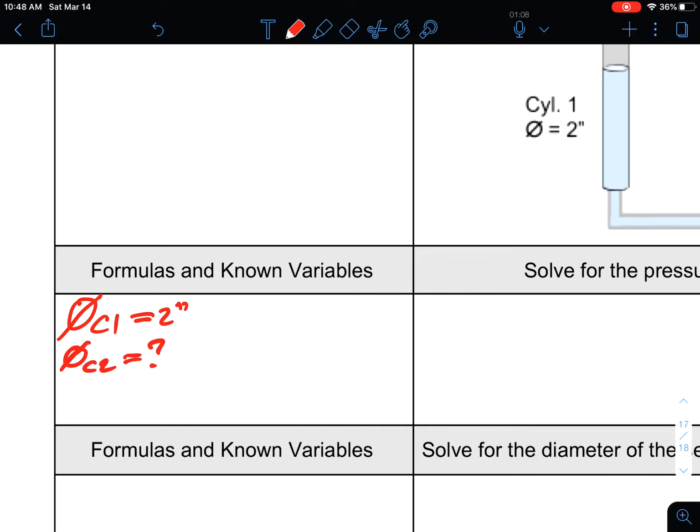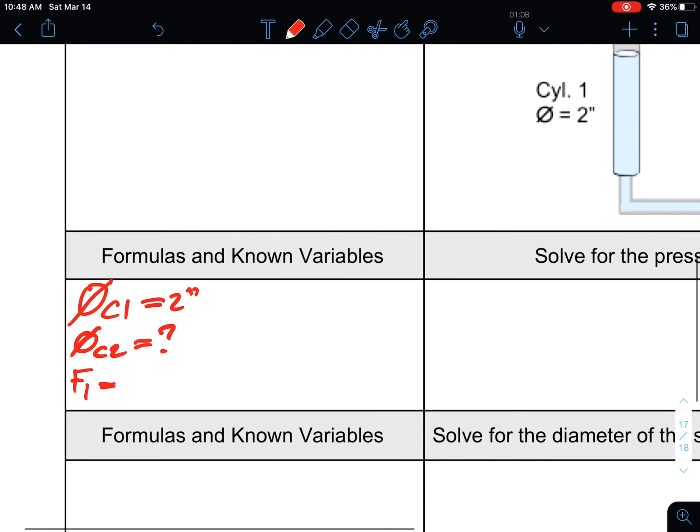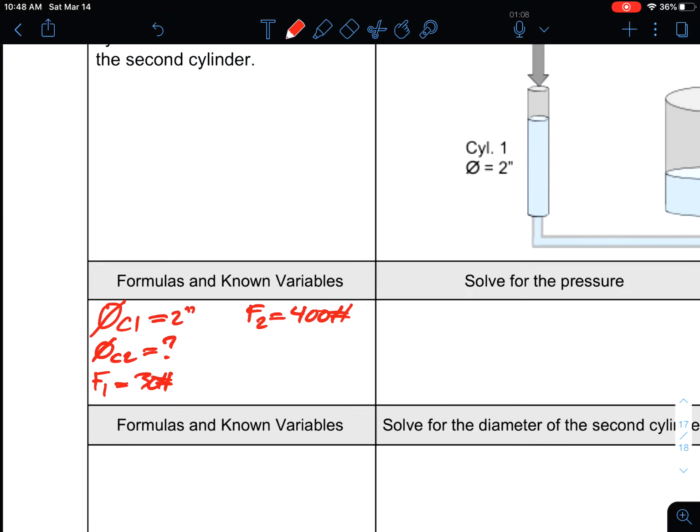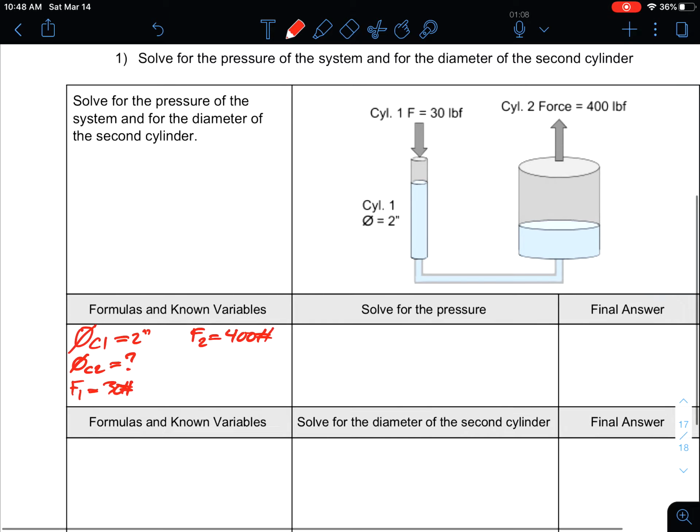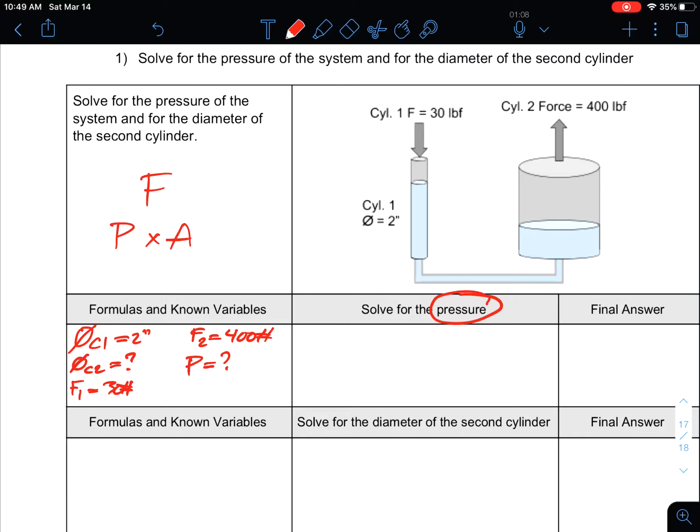We know that the force at 1 is 30 pounds, and the force at 2 is 400 pounds. We don't know pressure. Pressure is one of our unknowns, so we're going to be looking to solve for pressure in this first one. We are going to be using Pascal's law to do so. That's force is P times A.